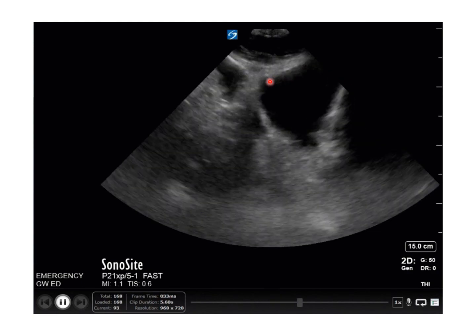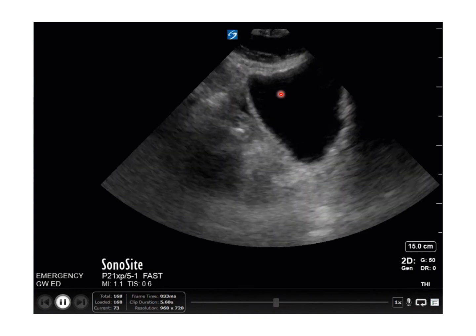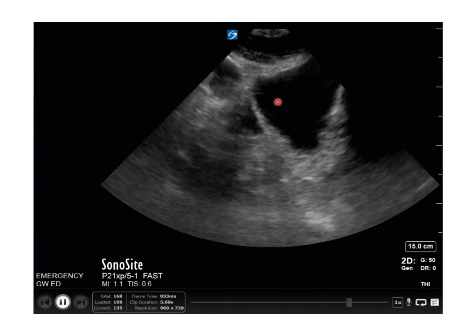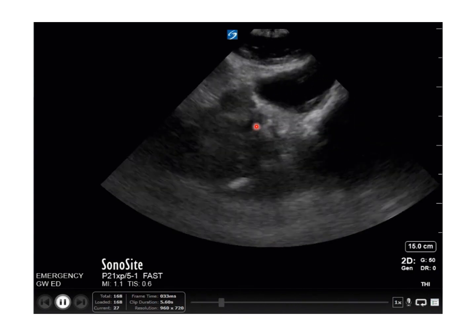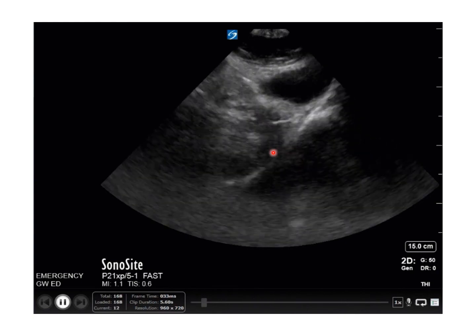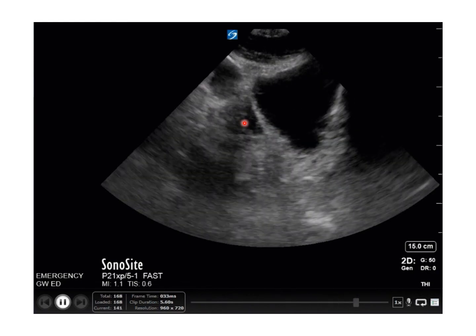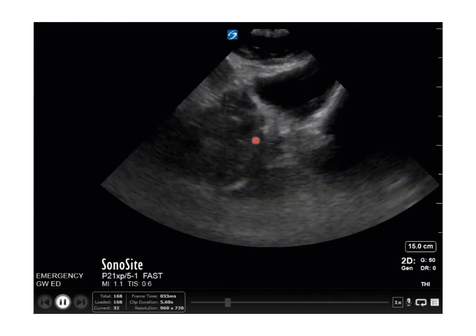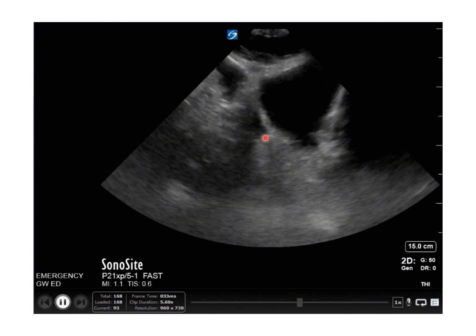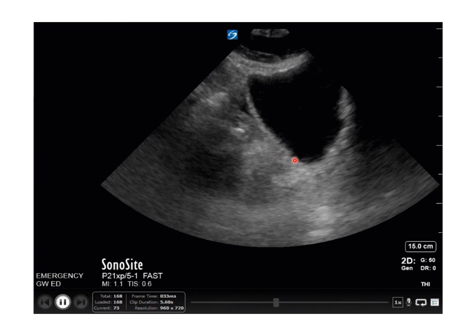All right, so this is pelvis. Large fluid-filled bladder here. And behind it, a small amount of free fluid. So for bonus points, is this male or female? Don't really know, but certainly whoever this is doesn't have a uterus, so presumably this is male.